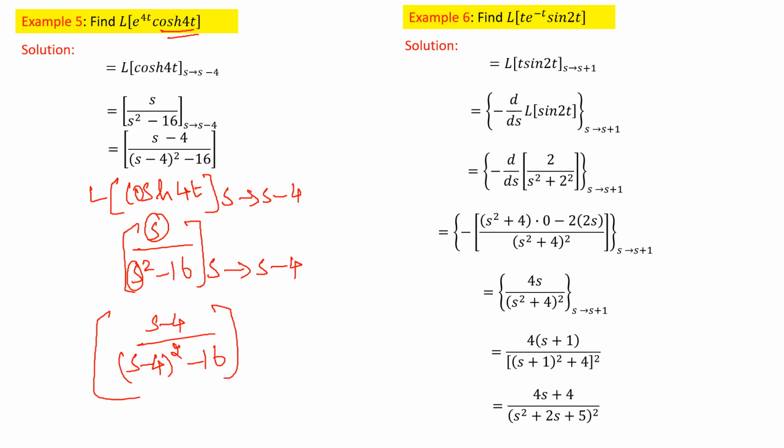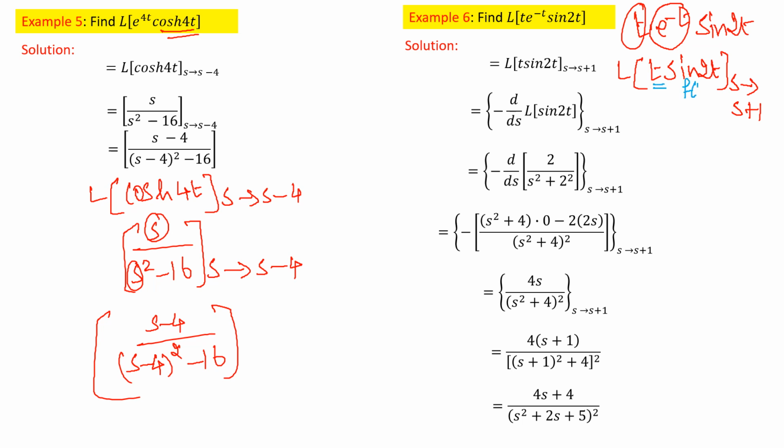Question number 6, we have t e power minus t and sine 2t. So here we have t as well as e power minus t. So let us write the problem as Laplace transform of t into sine 2t. Then I should replace s by s plus 1. But now the problem is like this. This is like t into f of t. So we know that for t into f of t, I should write minus d by ds of L of f of t, that is L of sine 2t.